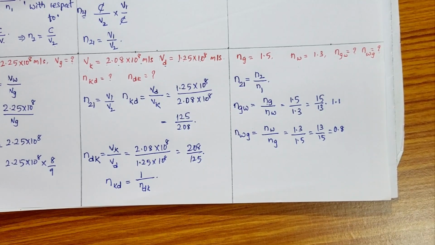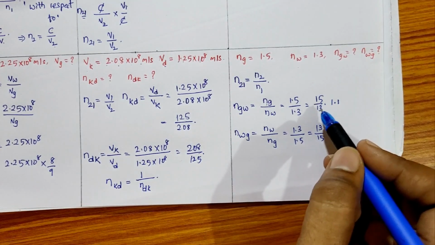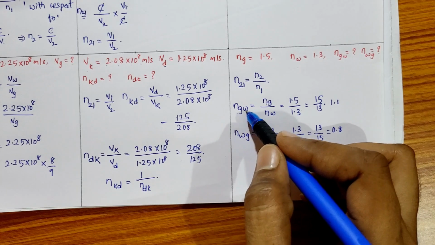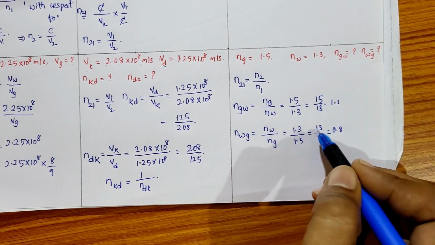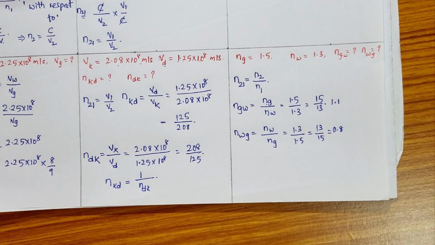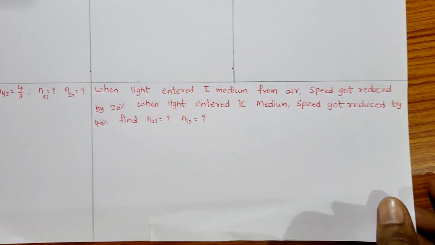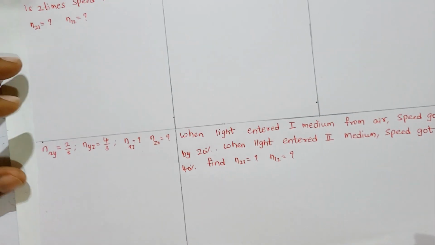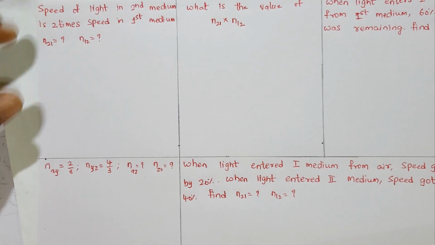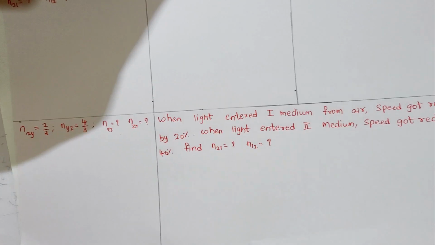Correct? So if you observe these two also, refractive index of glass with respect to water and water with respect to glass are inverse to each other. Right? Next problem. Let us take some more problems on this one. As many problems as you practice, that much perfection you will get on any concept. Right?